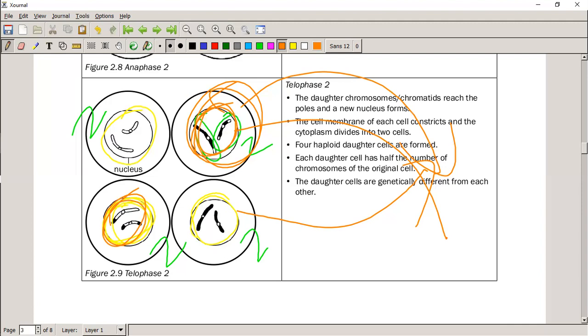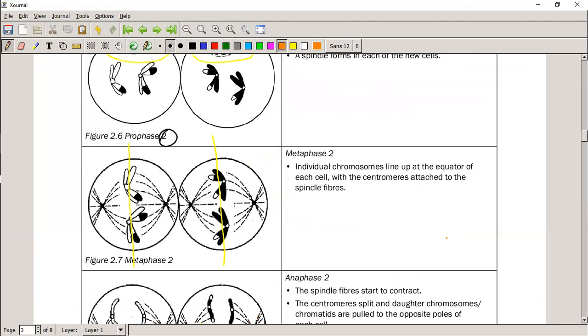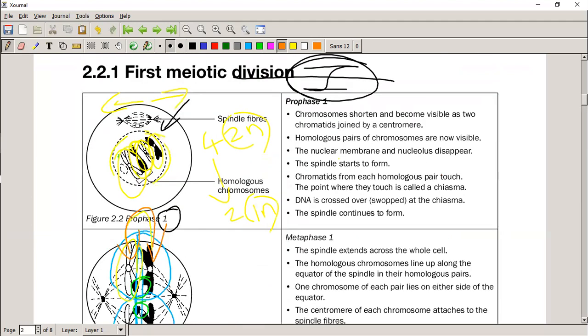Mr. Kildersoe. Yes. Could you go up to the original cell, please? To the original cell, in interphase, yeah. Or prophase one. Yes, sir. Okay, let me just erase some of this so we can see it properly. Okay, what's your question? Well, that's prophase. Oh, yes, sir.